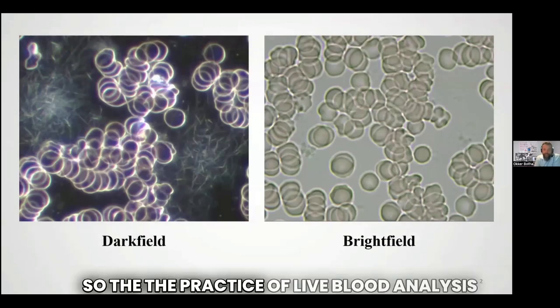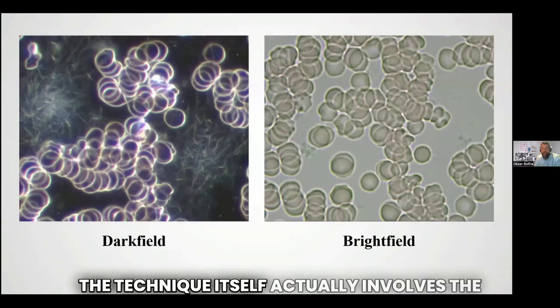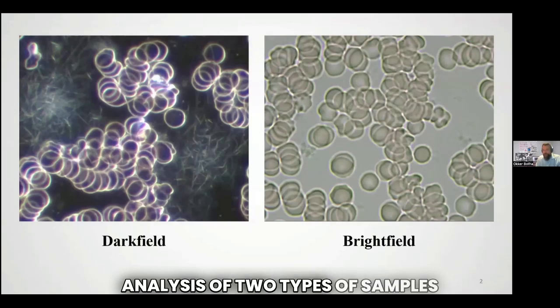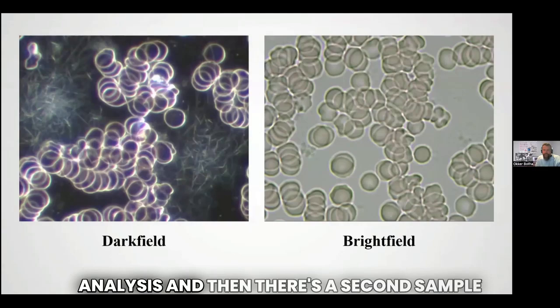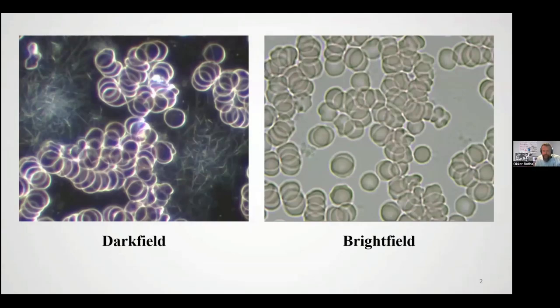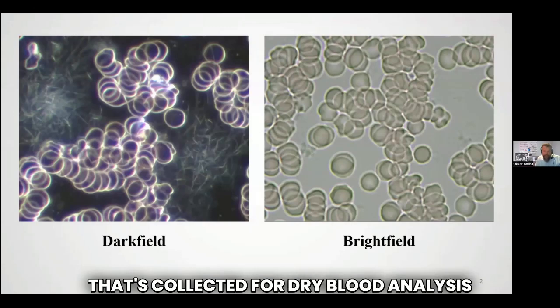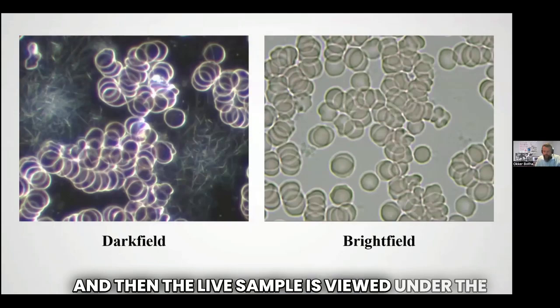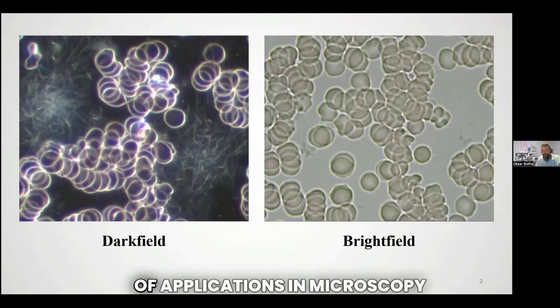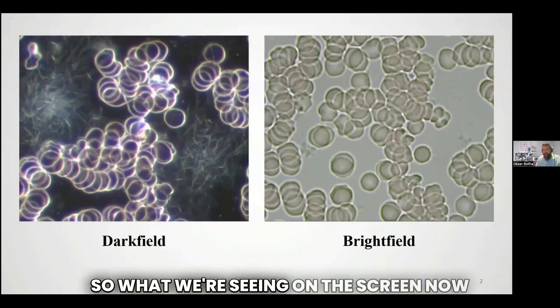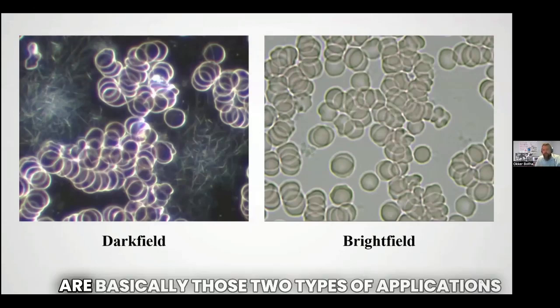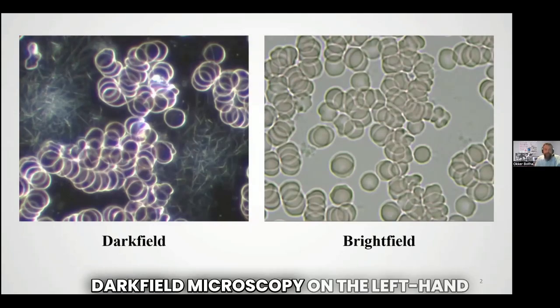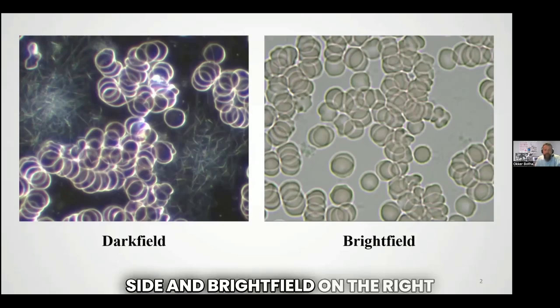So the practice of live blood analysis, the technique itself, actually involves the analysis of two types of samples. We take a sample for live blood analysis, and then there's a second sample that's collected for dry blood analysis. So they're just prepared slightly differently. And then the live sample is viewed under the microscope with two types of applications in microscopy. What we're seeing on the screen now are basically those two types of applications: dark field microscopy on the left-hand side and bright field on the right.